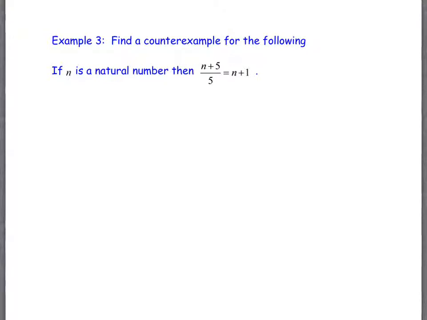Number 3. The last sort of thing on that slide that I just moved away from earlier had the word counterexample. And a counterexample is an example showing something to be false. So this question says to find a counterexample for the following. If n is a natural number, then (n + 5)/5 equals n + 1.